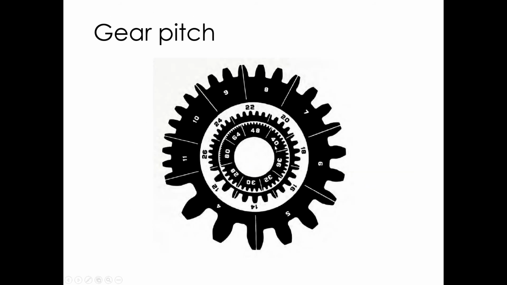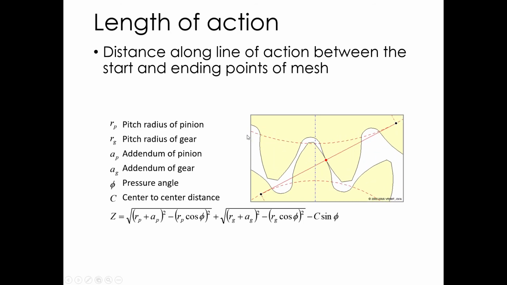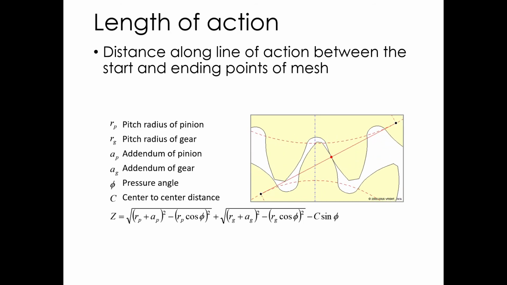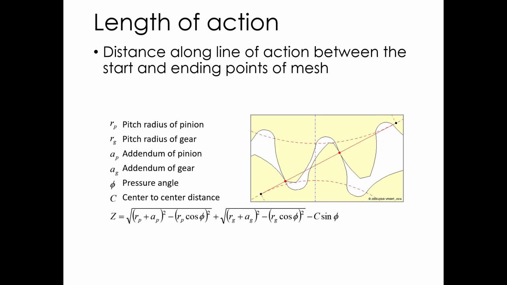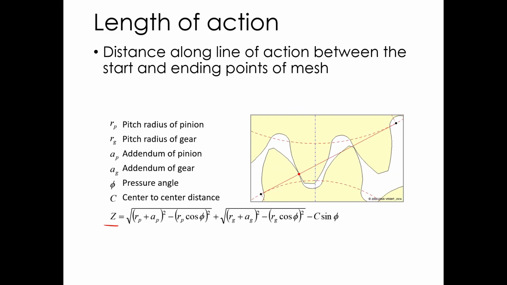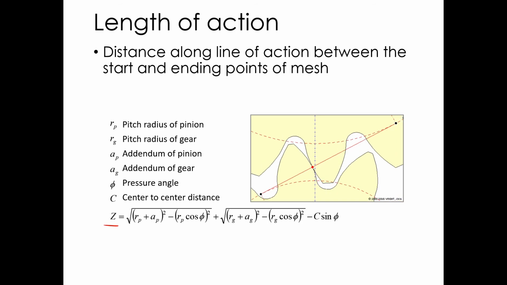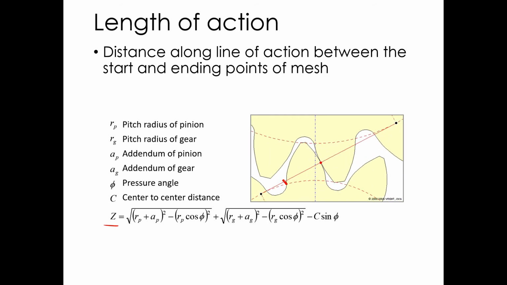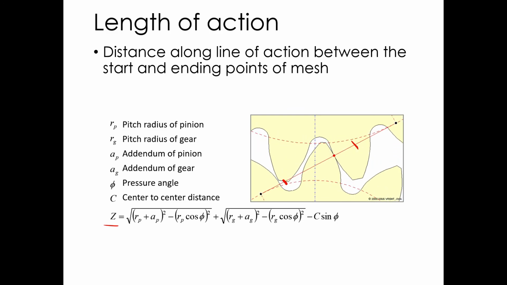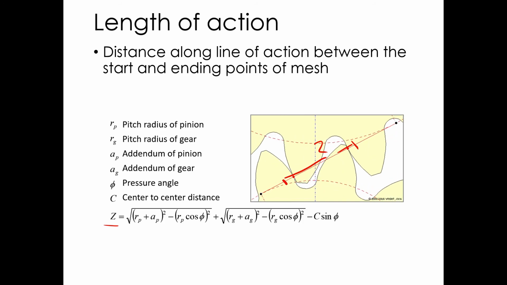So how do I pick? What's an appropriate tooth size? We need to talk about the average number of teeth in contact to answer that. To do that, we need to calculate this value for Z first. Z is length of action. It is the distance from there to there. That's length of action. So that is Z. We can calculate it from our pitch radii from the two gears.